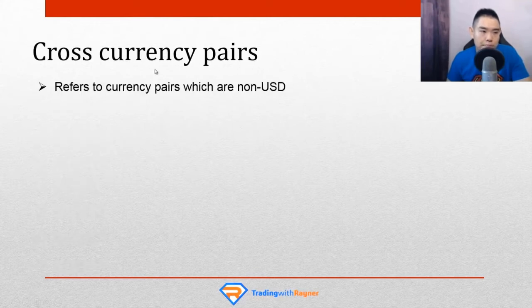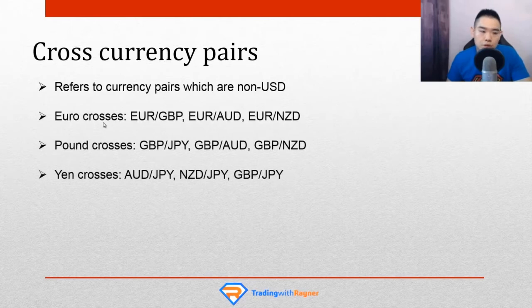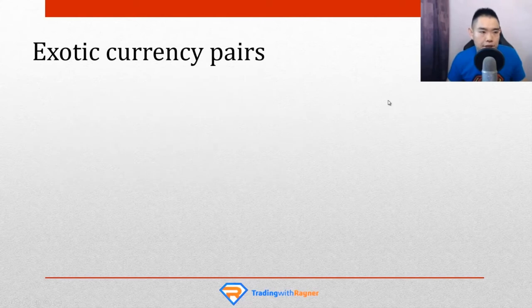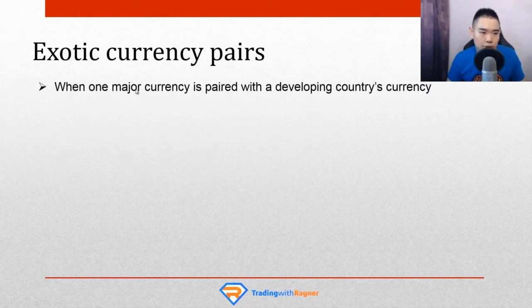The next one, cross-currency pairs. This refers to currency pairs which are non-USD, which don't have the USD denomination in them. So for example, you have the euro crosses. Euro crosses simply means currency pairs that have the euro currency in them, like the euro against the British pound, euro against the Aussie dollar, euro against the New Zealand dollar. Then you have the pound crosses, like pound yen, pound against the Aussie dollar, pound against the New Zealand dollar, etc. Pretty simple stuff.